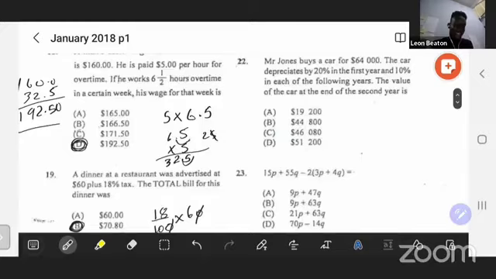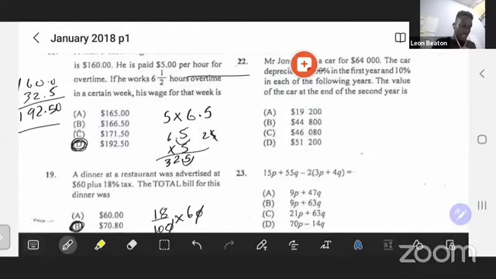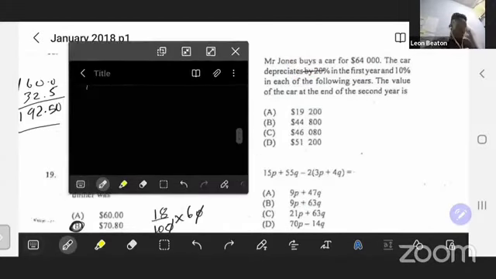So we have Mr. Jones buys a car for $64,000. The car depreciates by 20% in the first year and 10% each of the following years. The value of the car at the end of the second year is, so let me open a notepad. So the man buys a car for 64,000. And by depreciate, you mean the car loses value. The car loses value after each year because of wear and tear, and we got some rough drivers on the road. So the car will lose value.